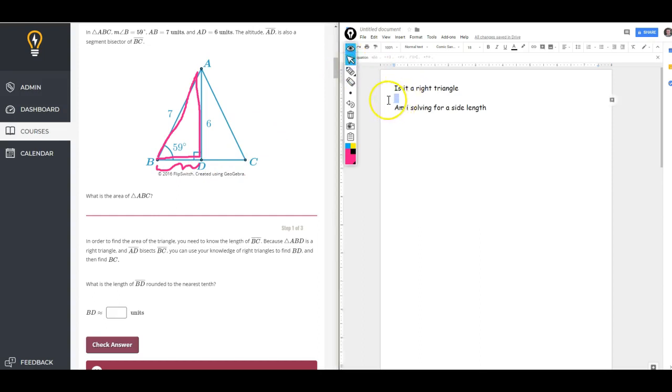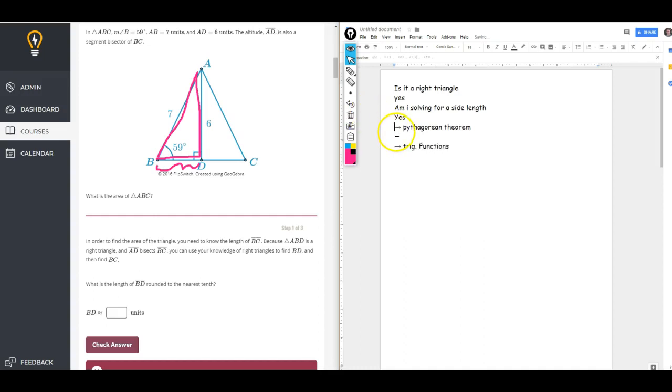So is it a right triangle? Yes. Am I solving for a side length? Yes, I'm solving for a side length BD. So there are a few tools that we can use to solve for side lengths. We can use the Pythagorean theorem, or we could use the trig functions like sine, cosine, and tangent. Those all try to come out at once. So we have the trig functions.